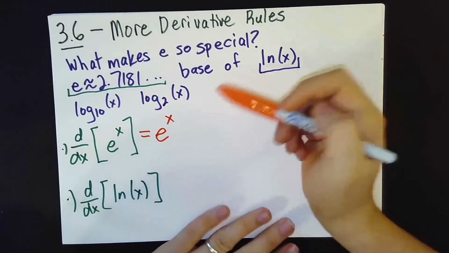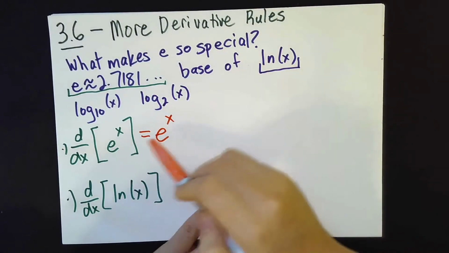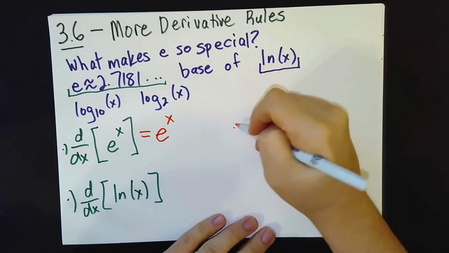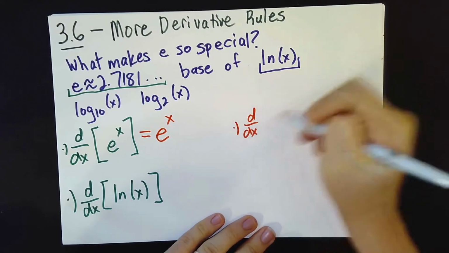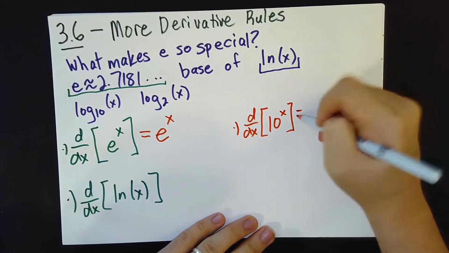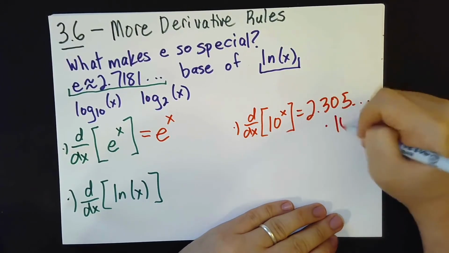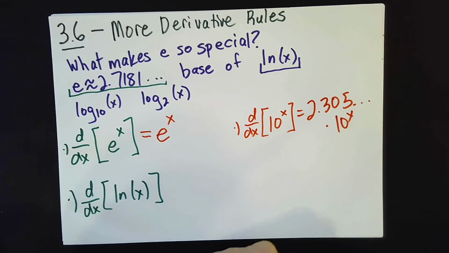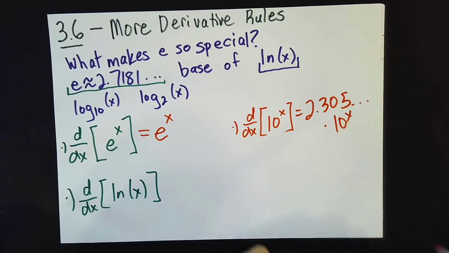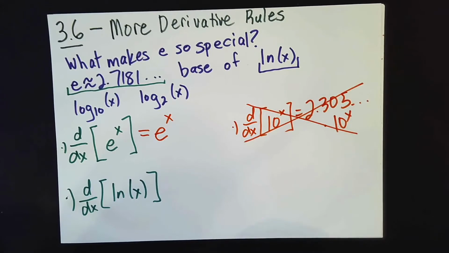This is very different than something like when we took the derivative of x squared, we got 2x, and so on. This function is its own derivative. Now, if you compare that to something like the derivative of 10 to the x, well, this works out to be 2.305 ... times 10 to the x. This formula is not nearly as pretty. And indeed, for the rest of this course, I will never require you to know this formula. But I will require you to know this formula.